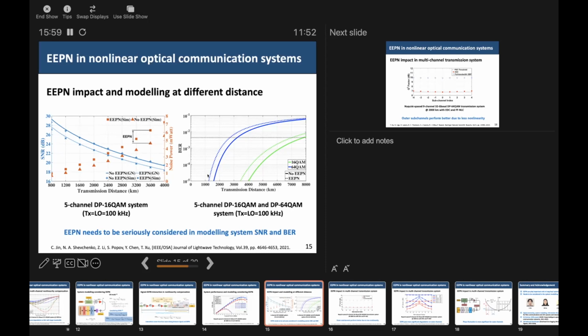Also, if we look at the bit rate, this EEPN effect will degrade the performance of the bit rate for different modulation formats. So this one is 16 QAM, this is 64 QAM.